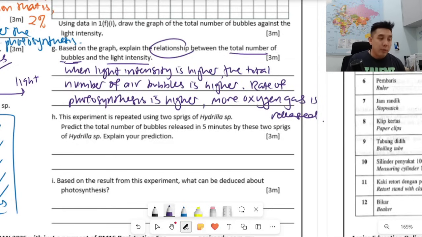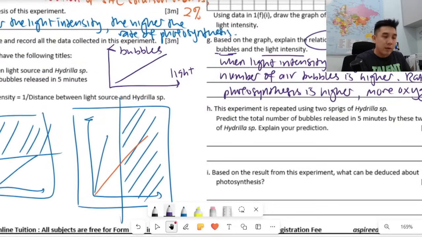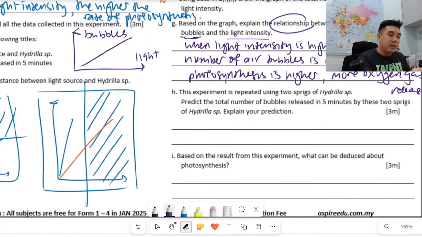The experiment is repeated using 2 sprigs of hydrilla. Predict the total number of bubbles released by these 2 sprigs of hydrilla. Explain your prediction. Actually here, you need the table already. You give me a sec to prepare a simple table. I think I'll just do it now, real quick.